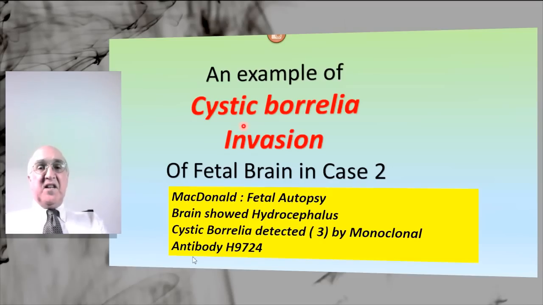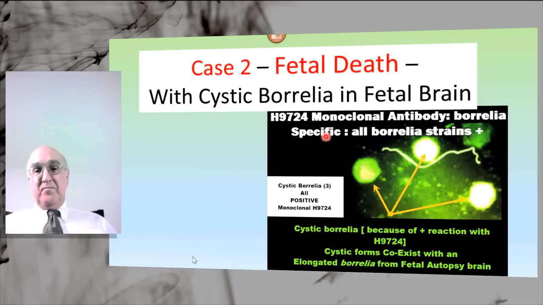So you see in this case, which I'll show you just in the next slide, this is case number 2. We're still with case number 2. Hydrocephalus, cystic Borrelia participated in the brain injury. And here they are. Cystic Borrelia number 1, number 2, and number 3, all reactive with our friend 9724 monoclonal. Now, I'll tell you a secret. I took this slide many, many years ago, and I always looked at the slide and always marveled at how beautiful this long spirochete is.